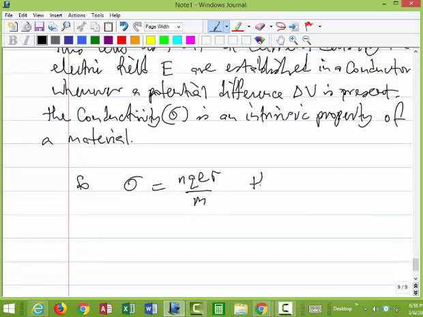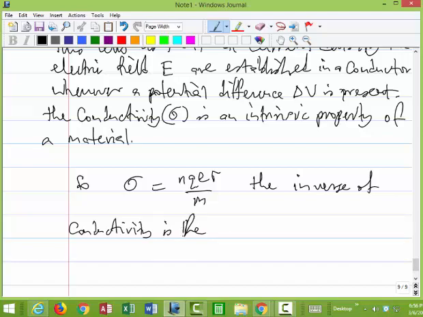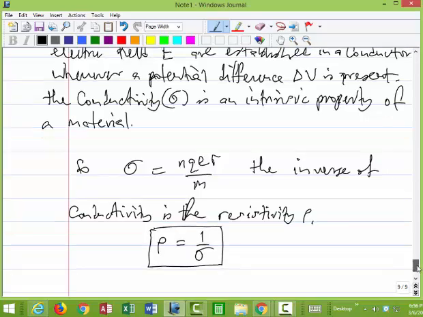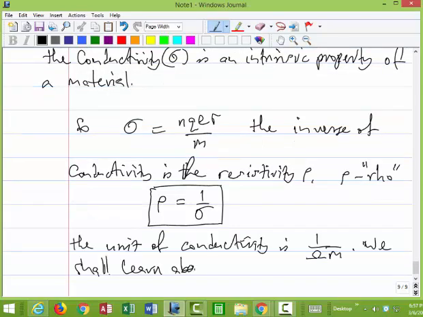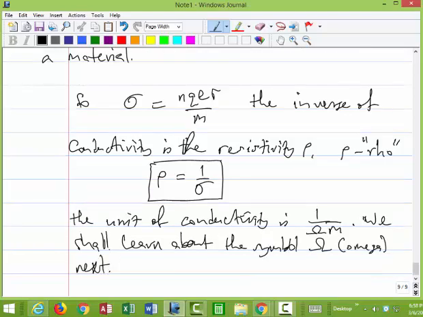Then we shall say that the inverse of conductivity is the resistivity. So rho is equal to 1 over sigma. The inverse of conductivity is resistivity, so resistivity is also an intrinsic property of the material. This is rho. It looks like a P, but it's meant to be the Greek letter rho. We shall also learn about the symbol omega. So we'll learn about that next.